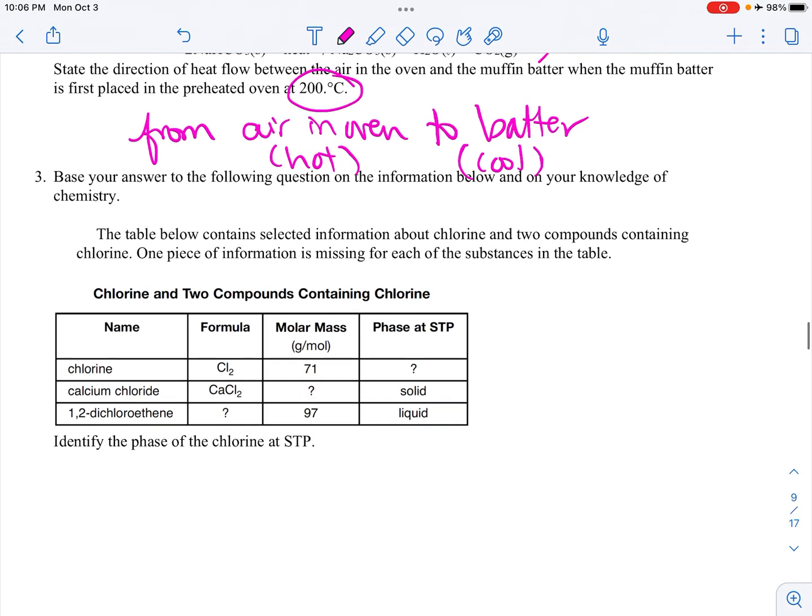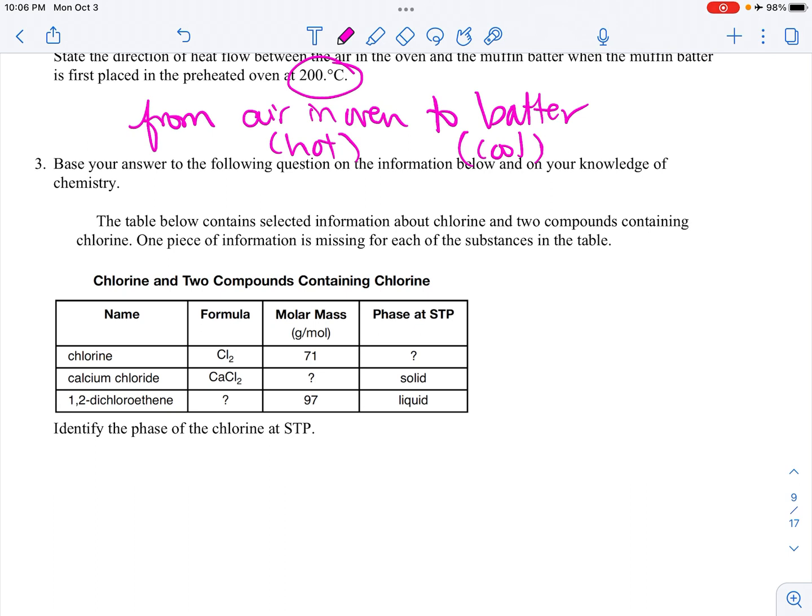Identify the phase of chlorine at STP. So we've got different phases of different forms of chlorine and chlorine-containing compounds. The phase of chlorine at STP. So STP of chlorine. Well, chlorine at STP. You don't really need this, do you? Because you know that chlorine is part of the halogens. It is a gas.